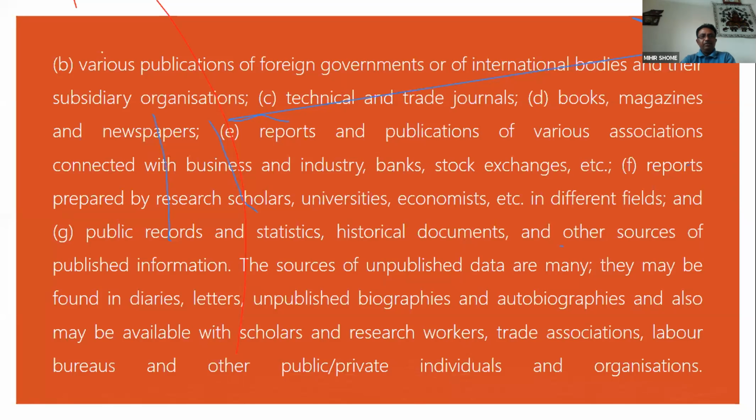Reports prepared by research scholars, universities, economists, etc. in different fields, and public records and statistics, historical documents, and other sources of published information. The sources of unpublished data are many. They may be found in diaries, letters, unpublished biographies and autobiographies, and also may be available with scholars and research workers, trade associations, labor bureaus, and other public and private individuals and organizations.